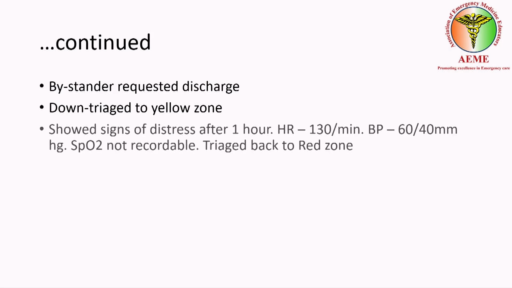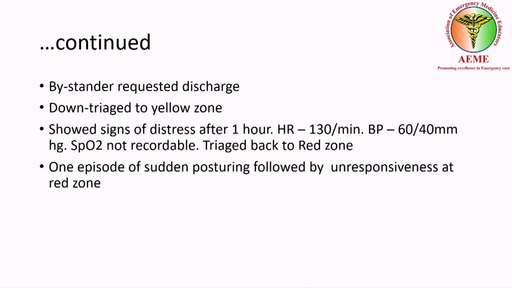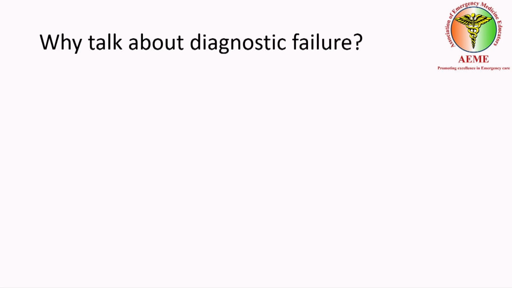What happened was, about 1 hour later, she showed signs of distress. Her heart rate rose, her BP plummeted, and her saturation was not recordable, and she had to be triaged back to the red zone. After an episode of sudden posturing, she became unresponsive and went into cardiac arrest. Some of you might know what could have happened in this situation, so we'll do a deep scan of this once we do a brief overview.